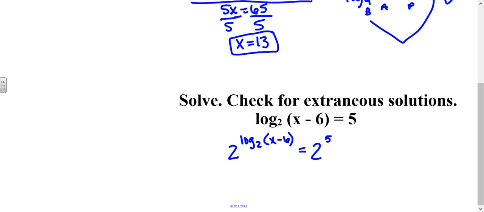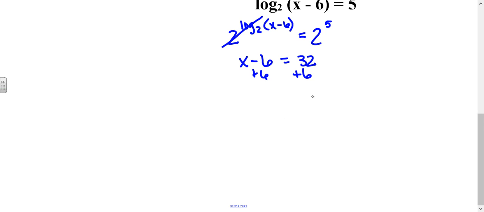So everything that was existing now is an exponent, and we use base 2. So log base 2 and base 2 cancel each other out, and we get x minus 6 equals 32. All right, so now I have to just solve for x, so I'm going to add 6 to both sides. So I just get x equals 38.